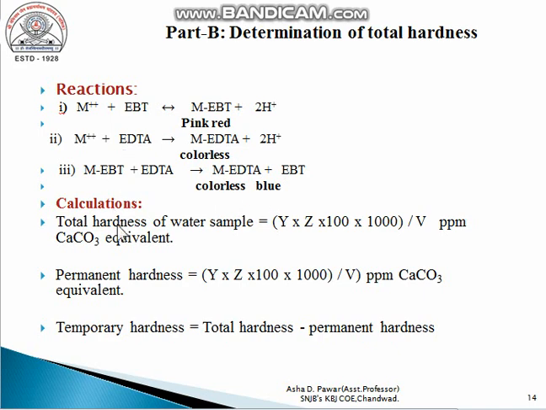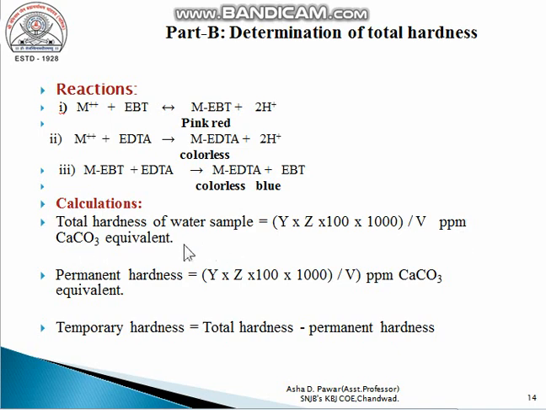With the help of the molarity of EDTA and the volume of EDTA required for the titration in part B, we easily calculate the total hardness of the given water sample. For that purpose we use the formula Y, that is the burette reading, into Z, the molarity of EDTA, into 100 into 1000 upon V, that is the volume of water taken for the titration, and this total hardness we find in ppm CaCO3 equivalent.